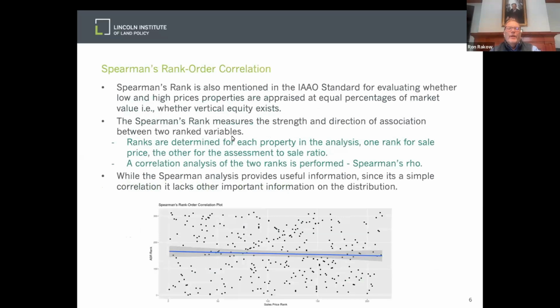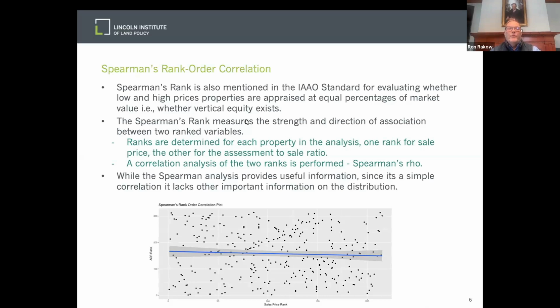Another measure that is in the standard, it's actually in an appendix, but it's certainly mentioned in the standard, is Spearman's rank. It is a way of evaluating whether low and high price properties are appraised at equal percentages of market value. So therefore, it is a good indicator of whether vertical equity exists. Spearman's measures the strength and direction of the association between two variables.